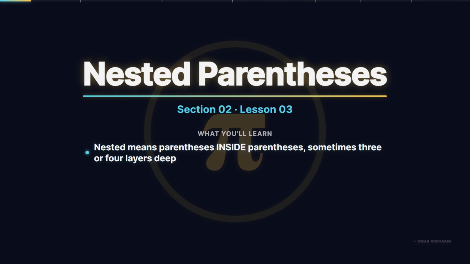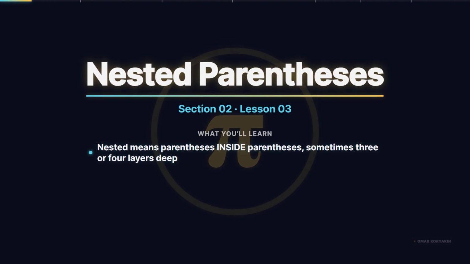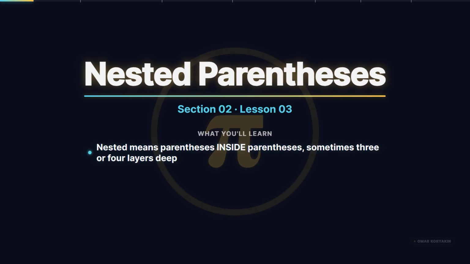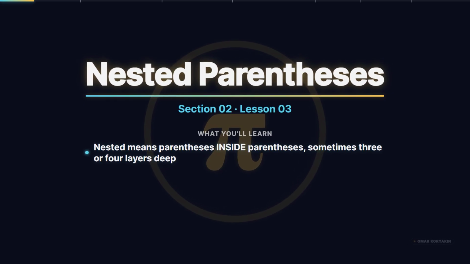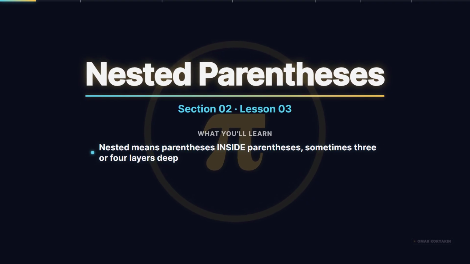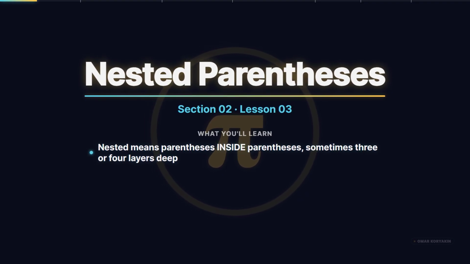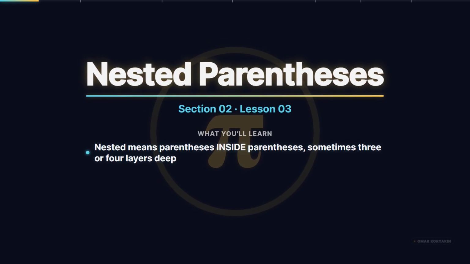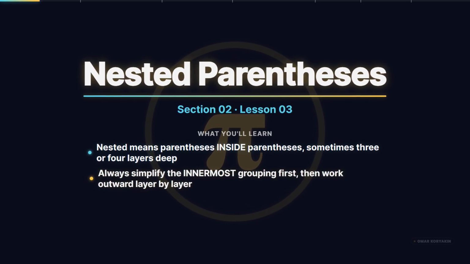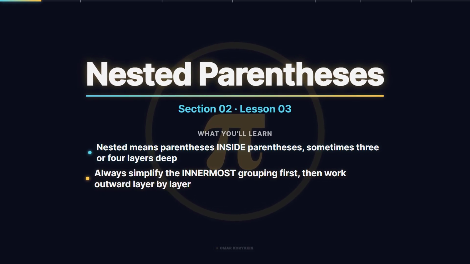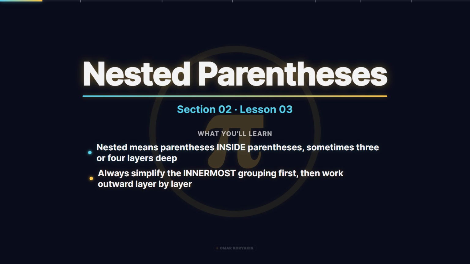First idea on the board. Nested expressions have parentheses inside parentheses, sometimes 2 layers, sometimes 3 or 4 layers deep. The notation often switches between round parentheses, square brackets, and curly braces to make the layering visually easier to track, although mathematically all three are interchangeable as grouping symbols. Read the expression carefully and identify each layer before you start simplifying.